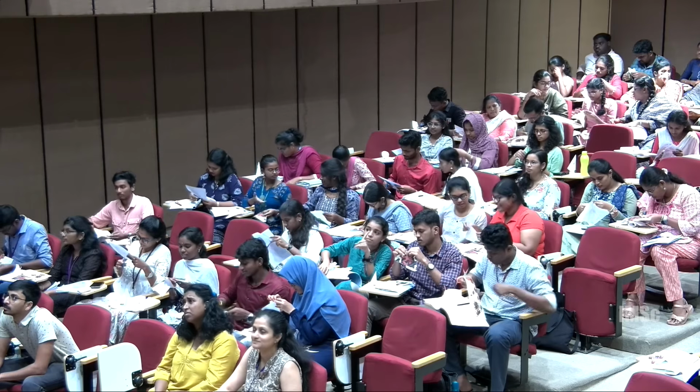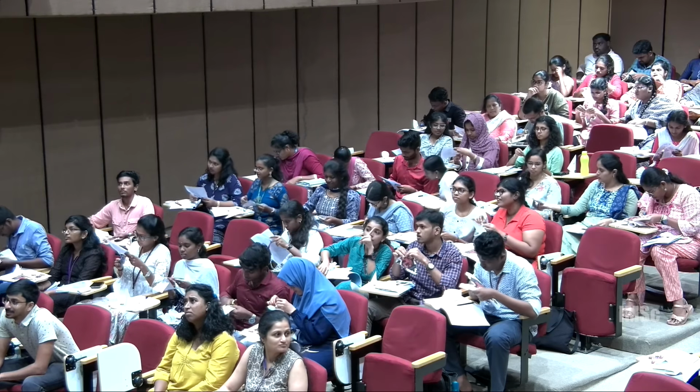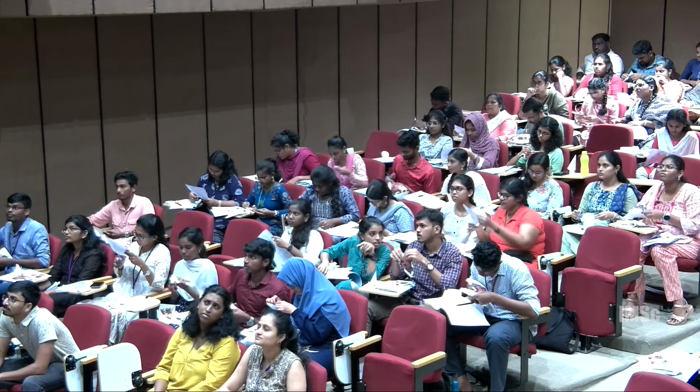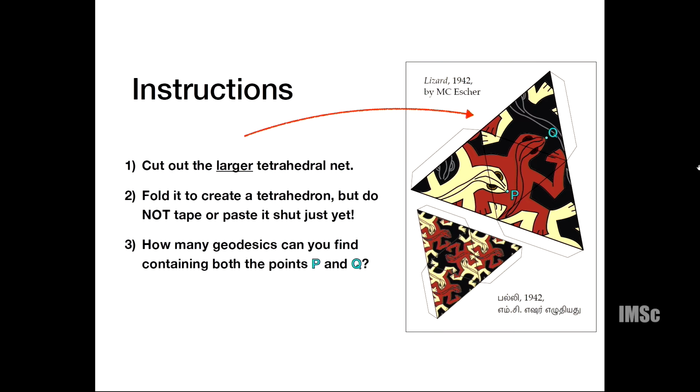So once you've cut it out, I want to first ask a question. How many geodesics are there between points P and Q? So P is the tip of the nose of the yellow lizard, and Q is the tip of the nose of the red lizard. So do fold up your tetrahedron, but don't tape it yet. Don't glue it yet. Just fold it so you can see it as a 3D tetrahedron.